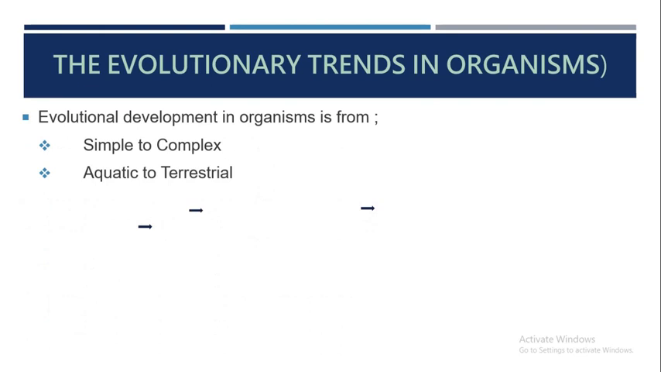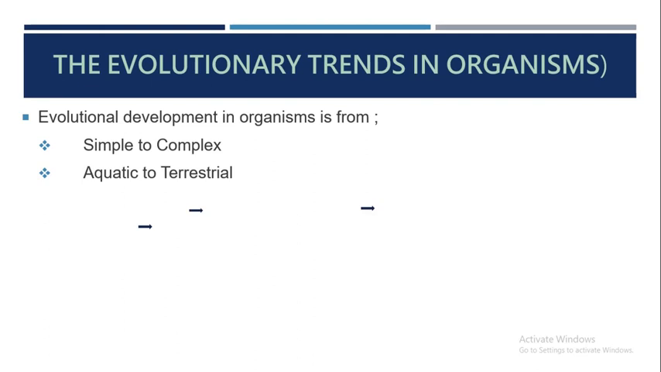Evolutionary development in organisms is actually from the simple to the complex, aquatic to terrestrial. Let me give you an example for a better understanding. We talked about the classes of vertebrates: the pisces, which are the fishes, the amphibia, the reptilia, the apes and the mammals. If you look at them, the fishes are the simplest of them all, while the mammals are the complex. So you can see that the evolutionary trend is moving from simple to complex.